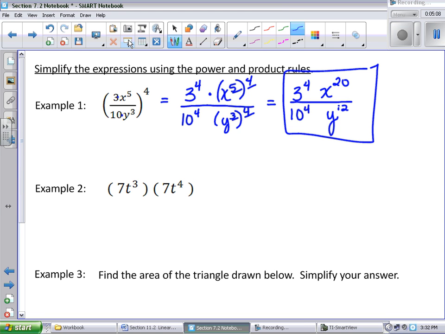Let's look at example 2. It says we have 7t cubed times 7t to the 4th. A couple of different ways you could write this one. 7 times 7, remember all of these are multiplication, we can multiply in any order. 7 times 7 is 49. T cubed times t to the 4th. When we're multiplying with the same base, that's when we add our exponents. So we're going to have 49t to the 7th power.